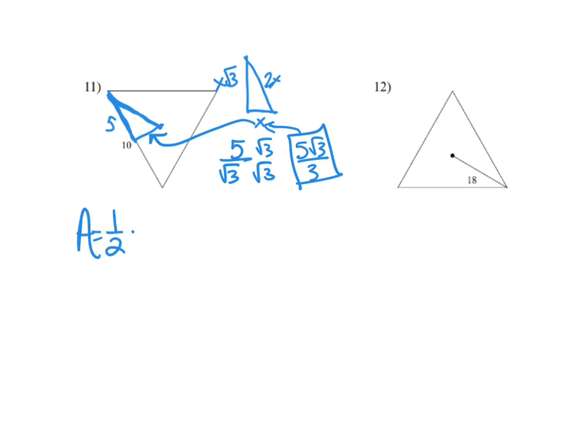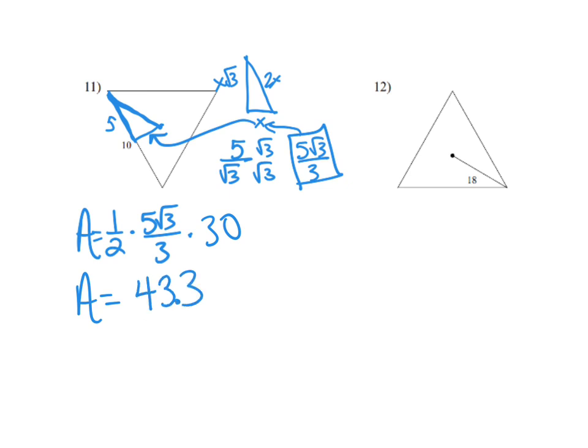1/2 the apothem times the perimeter. All right, let's see if we can figure out that perimeter. They told you that the entire side was 10, so the perimeter would have to be 30. All right, type that in your calculator. Tell me what you get. All right, when I typed it all in my calculator, I got a 43.3 for the area.